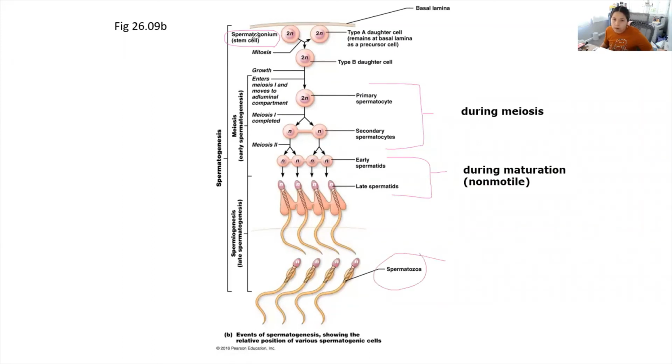Okay, so spermatogonium is the stem cell version that has not gone through meiosis just yet. During meiosis, they're going to be called spermatocytes. I don't need you to know the difference between a primary or a secondary spermatocyte. Just know spermatocytes occur during meiosis. During the maturation process, we have spermatids, okay, and then a fully matured sperm cell is called a spermatozoa. And that's pretty much it.